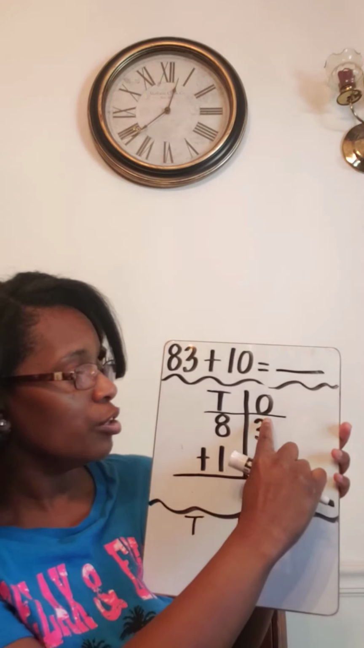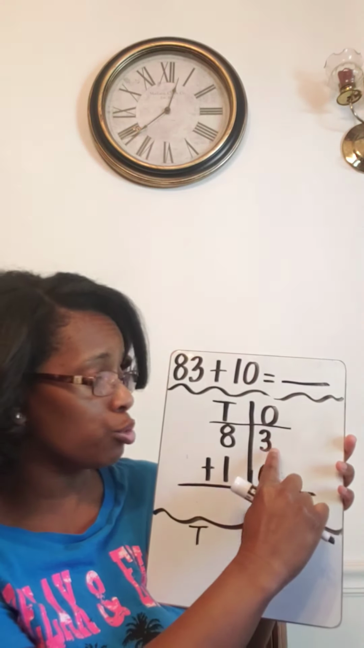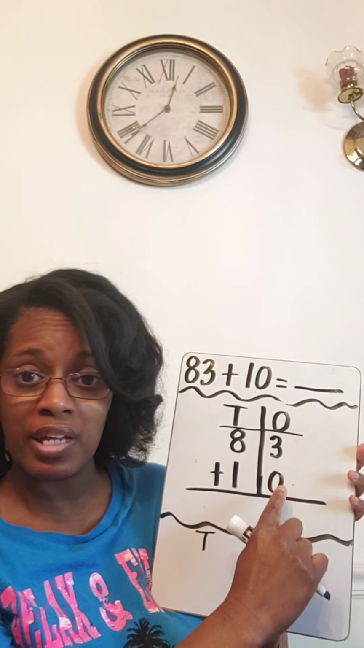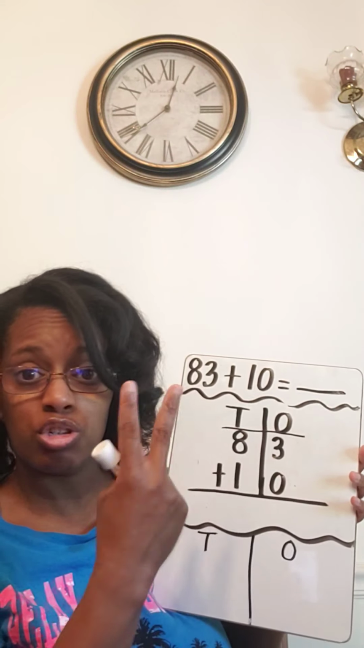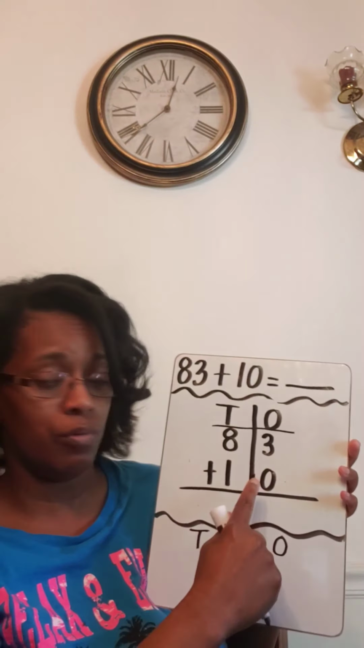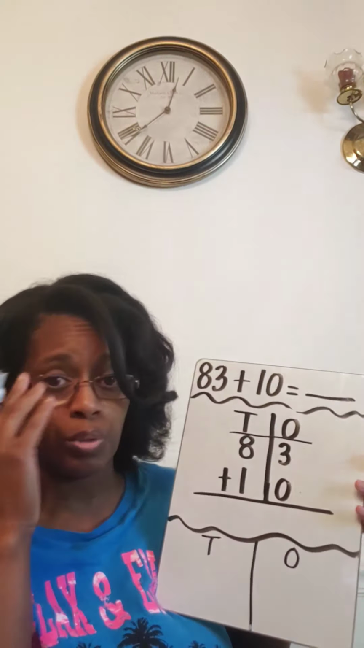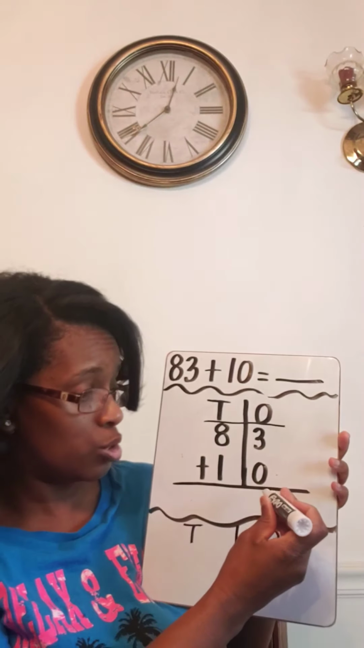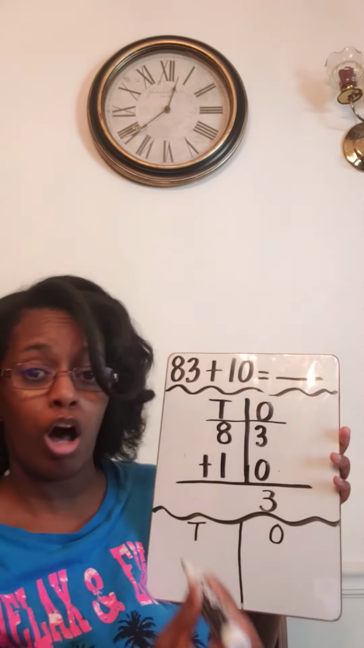So if I look at it, on my ones side I have the numbers 3 and 0. That's no more than just regular adding 2 numbers together, 3 plus 0. And I could do that by drawing circles, or I can do it in my head. So what is 3 plus 0? Well, it's 3. So I just write that 3 under that.